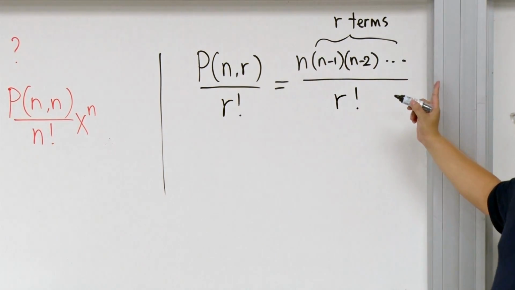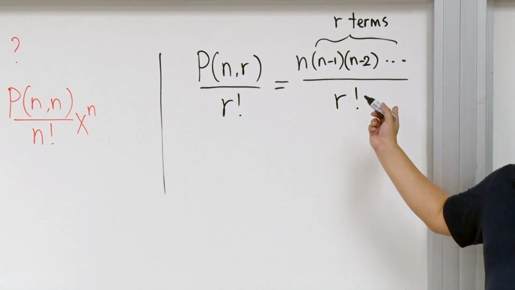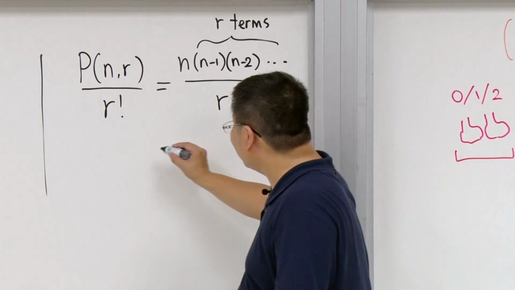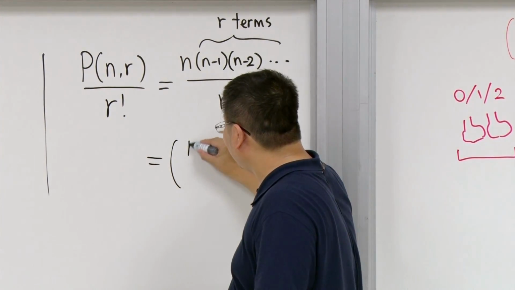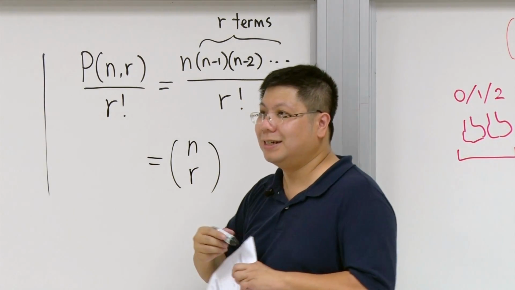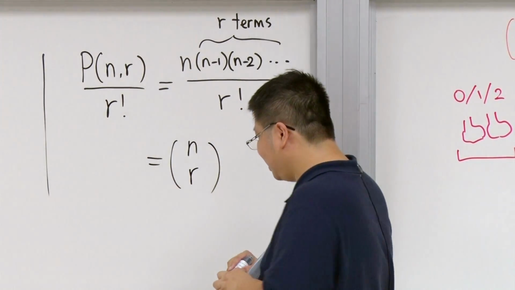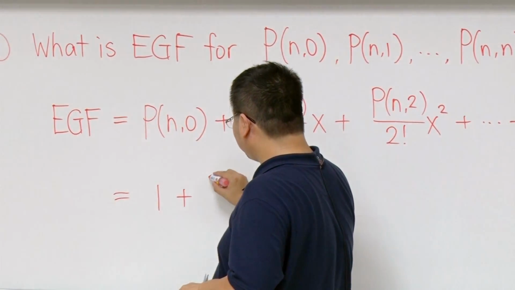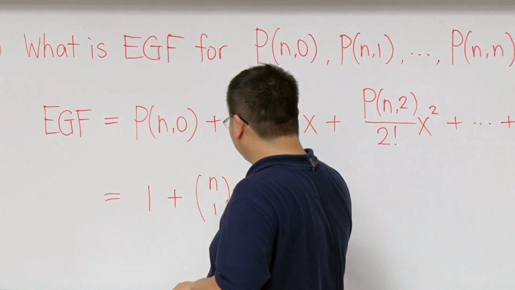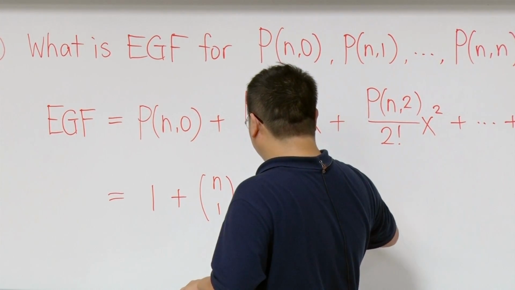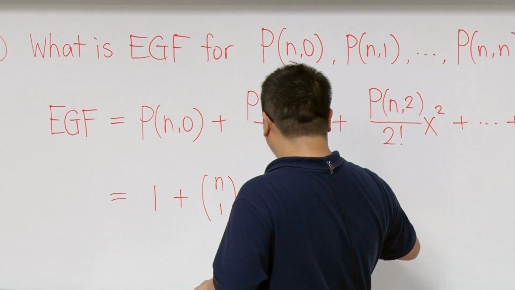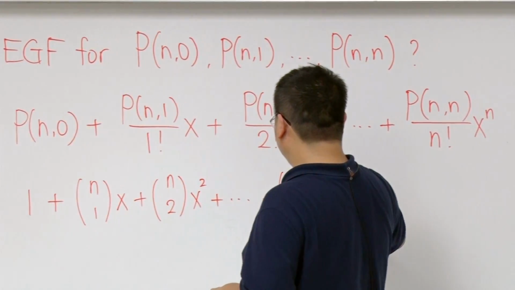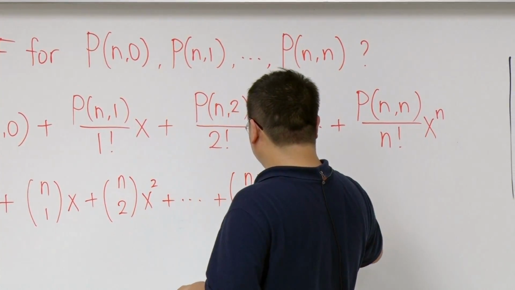What is it? This is very, very familiar. This is n choose r, yes, very good. So this is actually n choose r, right? Is that okay? Good. So here, this term is equal to n choose 1 times x plus n choose 2 times x squared plus, up to n choose n times x to the power n.